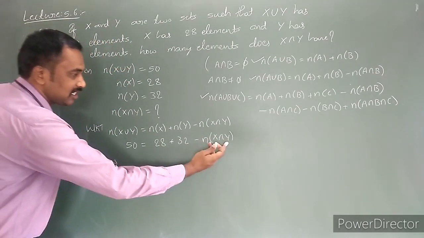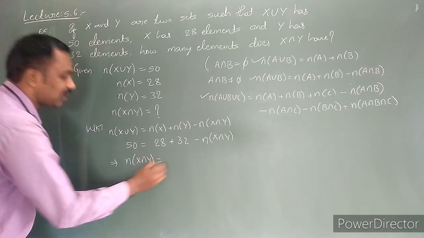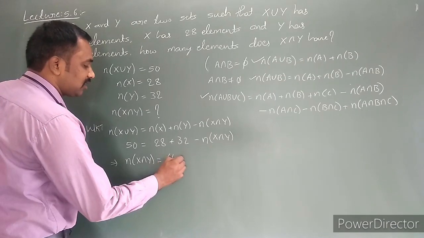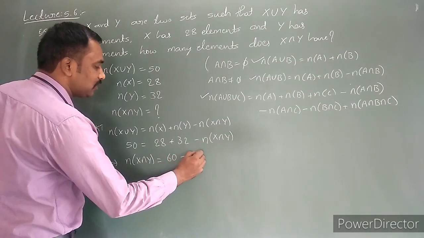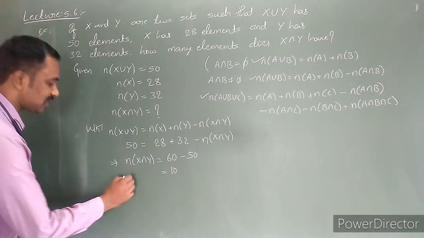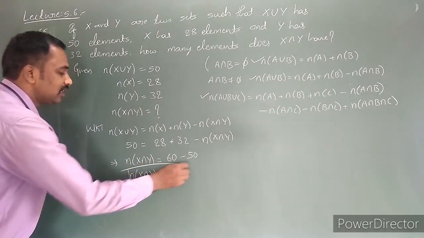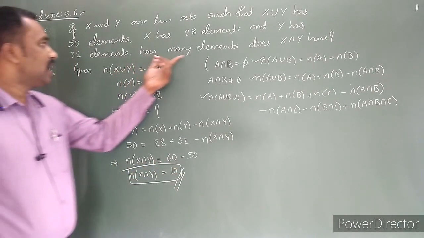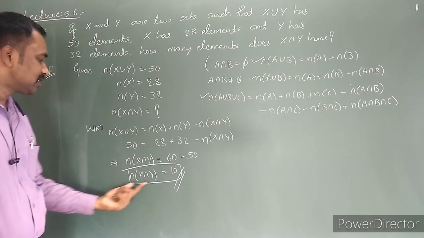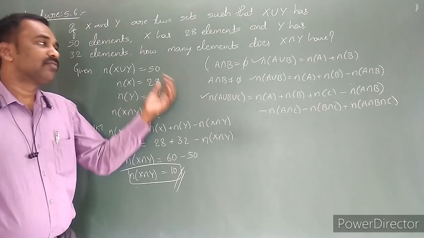This implies I take n of x intersection y to the left hand side. n of x intersection y is equal to 28 plus 32, that means 60, and this 50 is shifted to the right hand side, minus 50. So 60 minus 50 is 10. So n of x intersection y is equal to 10. Therefore, the number of elements present in x intersection y is 10.